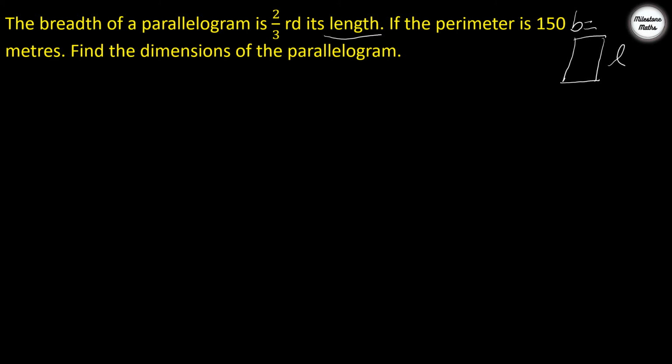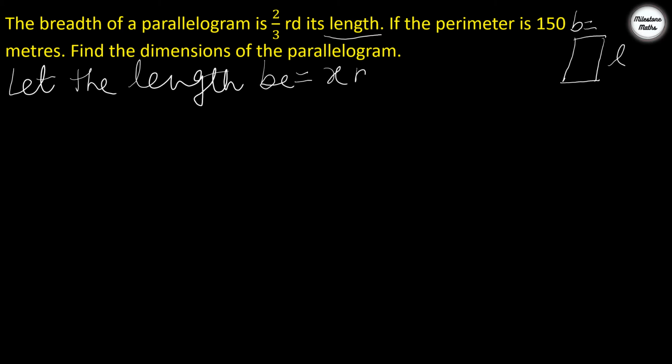In all algebraic equations, we have to assume some variable first. So we are assuming, let the length of the parallelogram be x meter. Now why am I taking x meter? Because the perimeter is given in meter, so the dimensions also will be in the same unit.